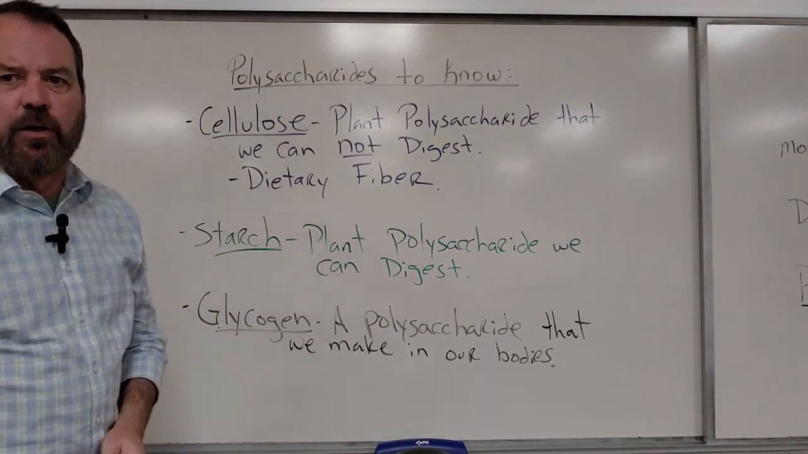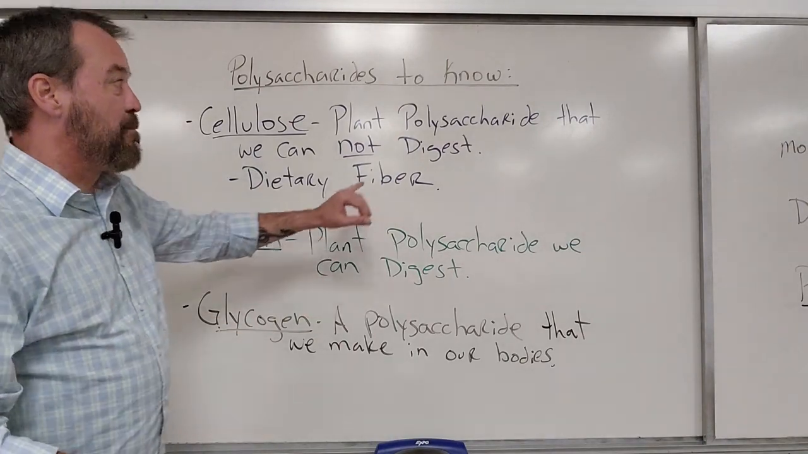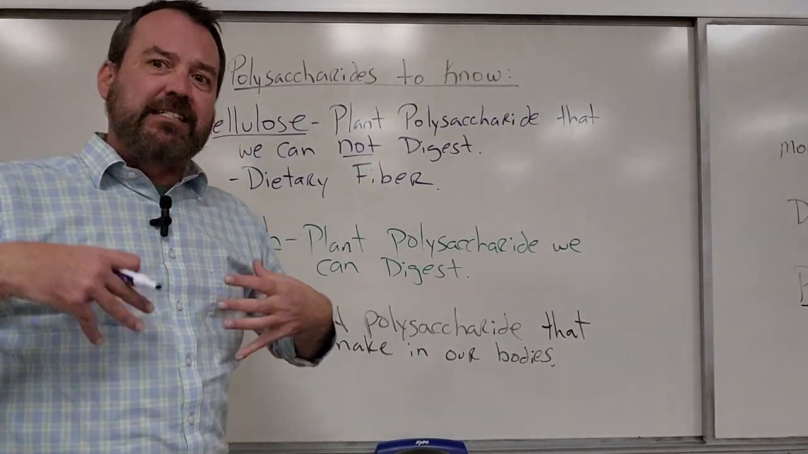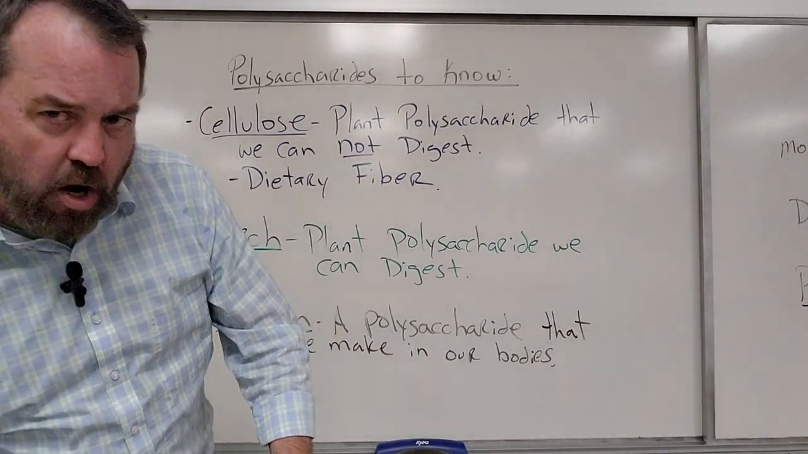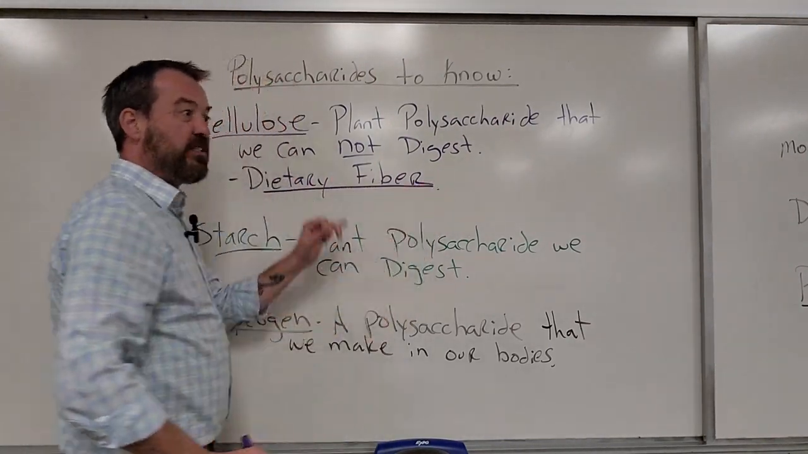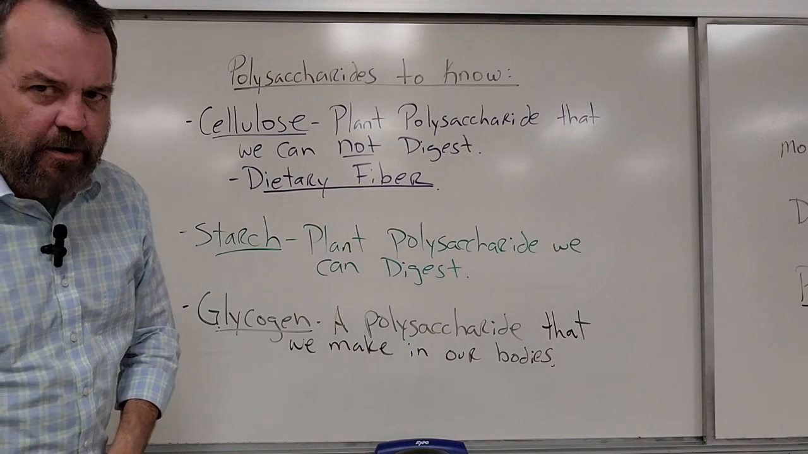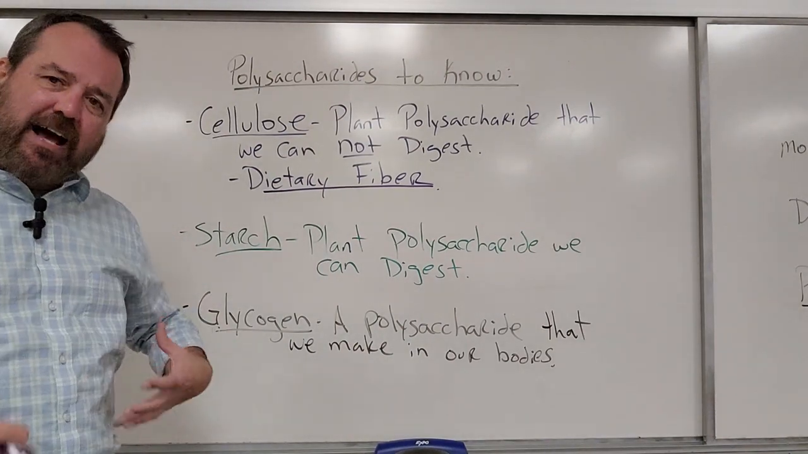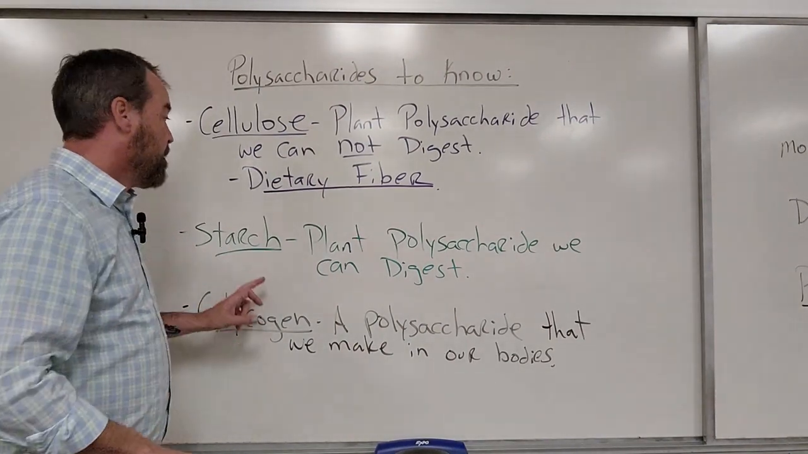First is cellulose. Cellulose is a plant polysaccharide that we as human beings cannot digest. It passes through our digestive system. We refer to this as dietary fiber. So cellulose is dietary fiber. It just passes right through us because we don't have the mechanisms to break it down.